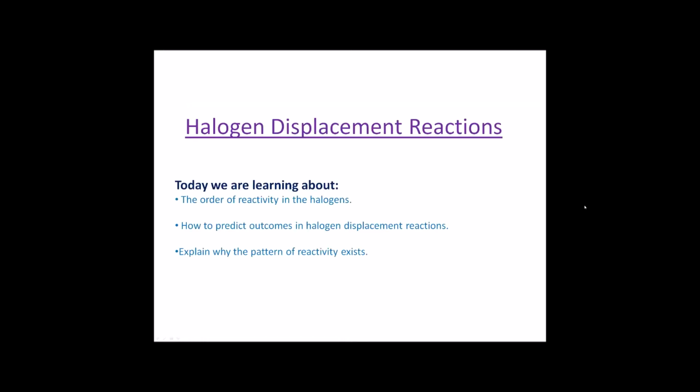So we're going to be learning about the order of reactivity in halogens. We're going to be able to predict outcomes of halogen displacement reactions, say what they are, and explain why this pattern of reactivity in the halogens exists. So firstly, the reactions of the halogens.